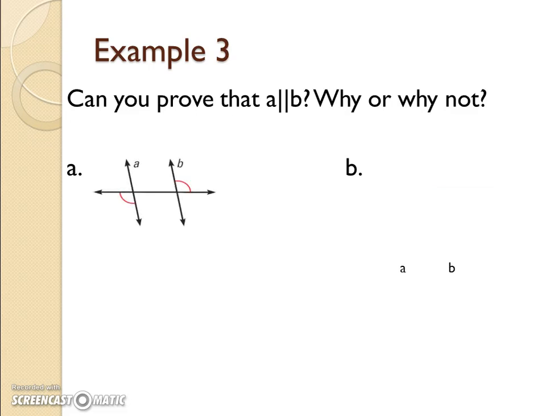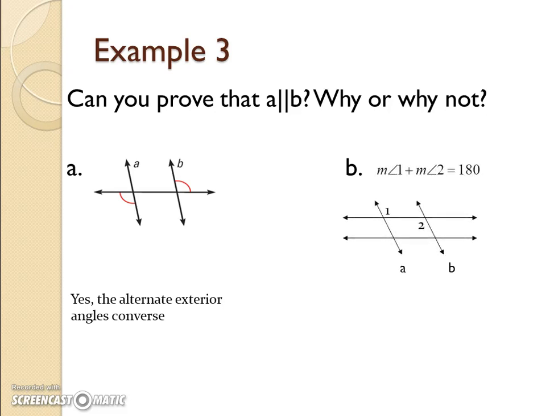Can we prove that A is parallel to B here? Yes, we can. This is by the alternate exterior angle theorem, or converse. And for B, we cannot, because angle 1 and angle 2 are supplementary instead of congruent, and this is alternate exterior, or alternate interior, and so that wouldn't work. So no, supplementary angles don't have to be congruent.